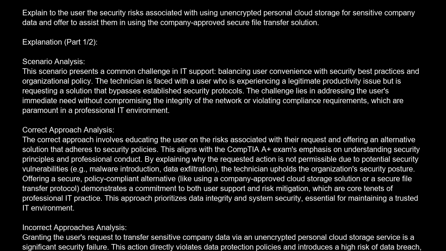Offering a secure, policy-compliant alternative, like using a company-approved cloud storage solution or a secure file transfer protocol, demonstrates a commitment to both user support and risk mitigation, which are core tenets of professional IT practice. This approach prioritizes data integrity and system security, essential for maintaining a trusted IT environment.